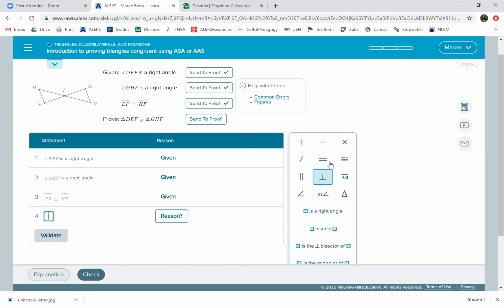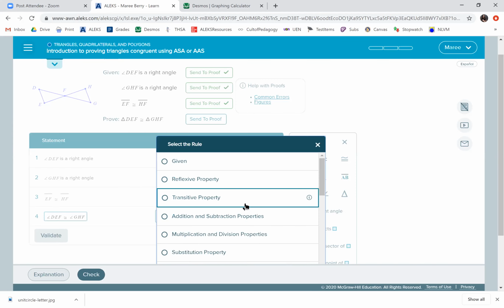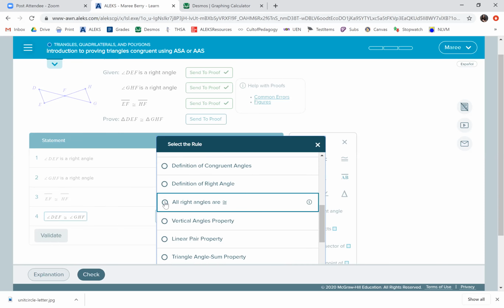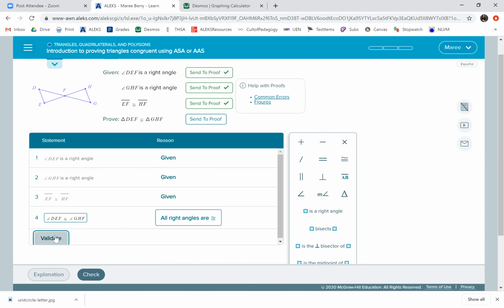So we're going to say angle DEF is congruent to angle GHF. And that's just all right angles are congruent. Where do they have that definition? There we go. All right angles are congruent. Validate it. Just make sure.